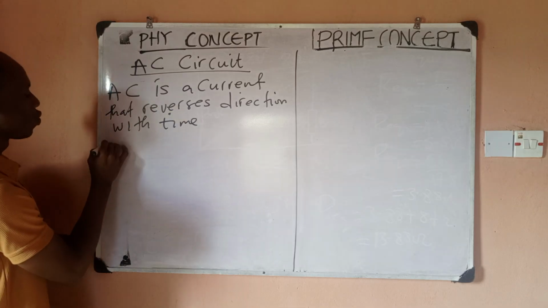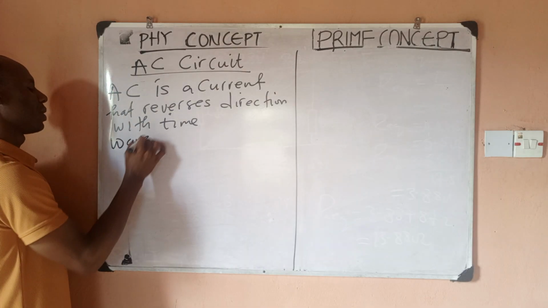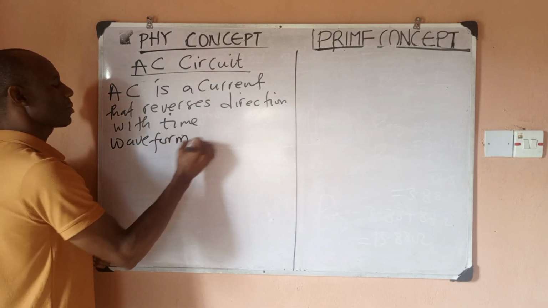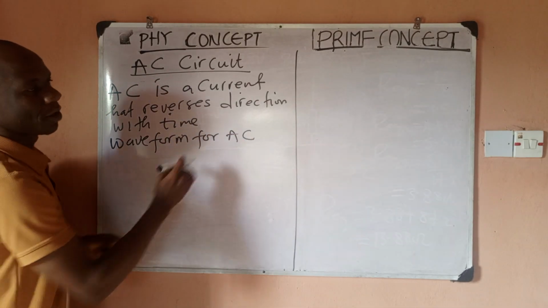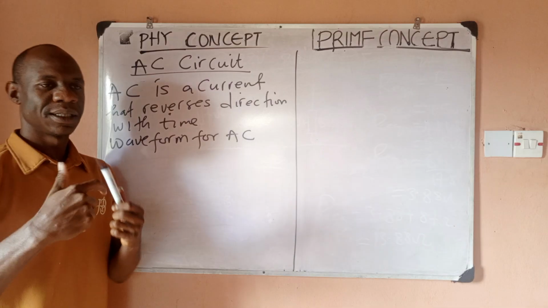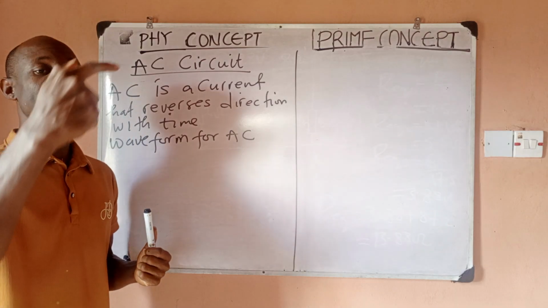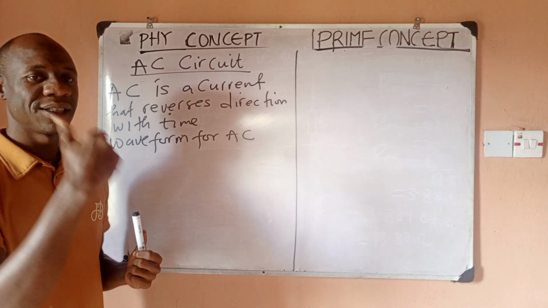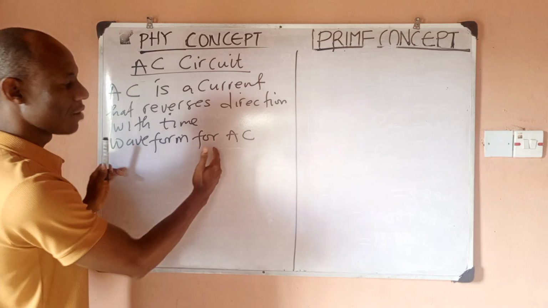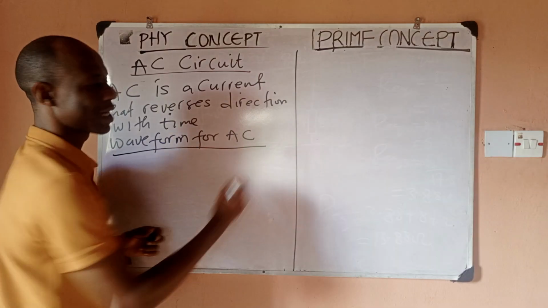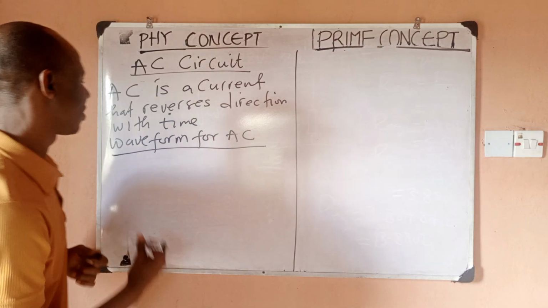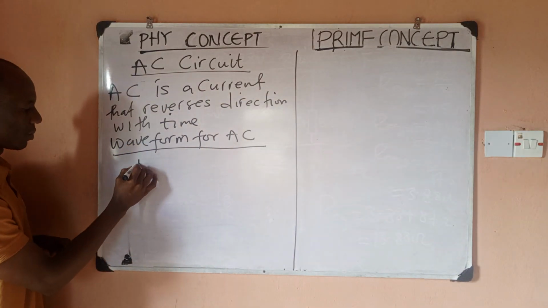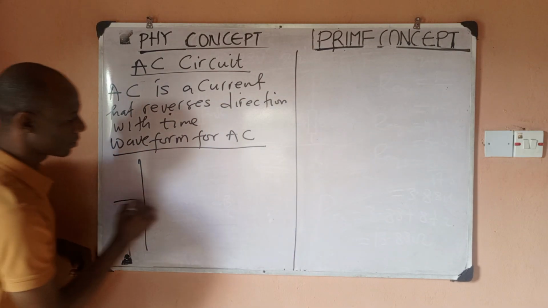Now, we want to give the waveform for AC. A waveform is simply a diagram that tells you how current changes with time. Remember we said alternating current changes. So the waveform is a diagram that will describe how the current is varying or changing at a particular time. So this is the waveform, the sinusoidal waveform.